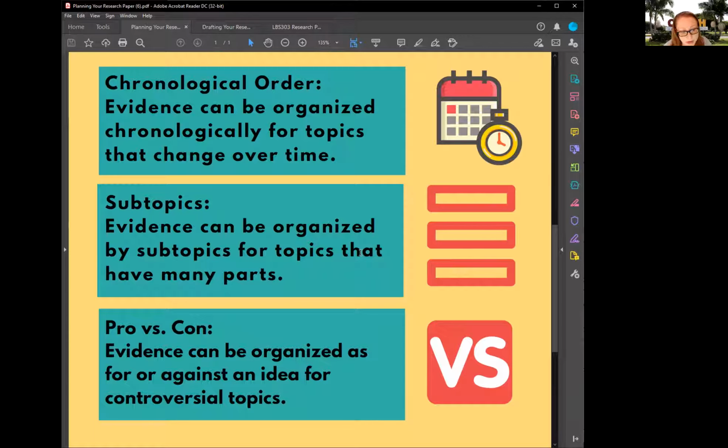Most people will choose the second one, that's subtopics, meaning I have a few main topics, and then within it, I'm going to have some subtopics that match it. And I think that's what most of you will end up doing.